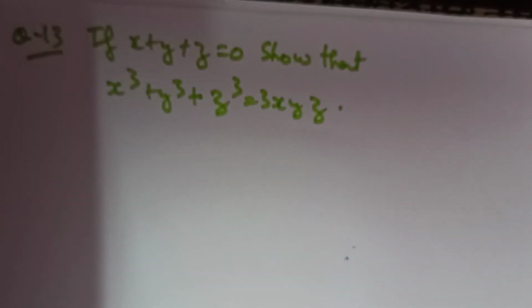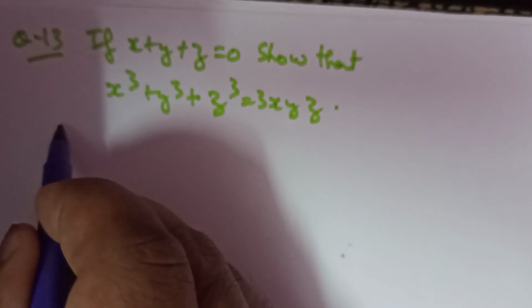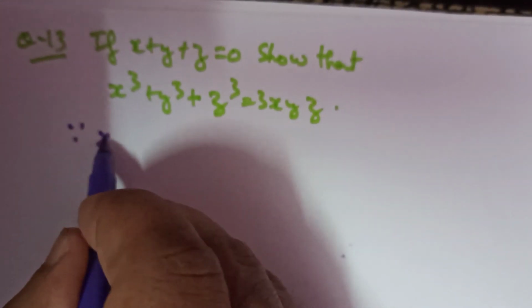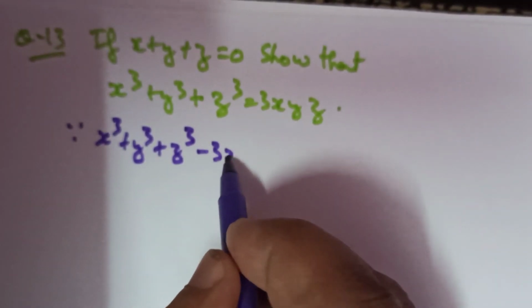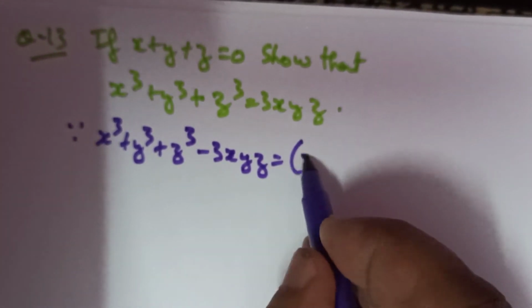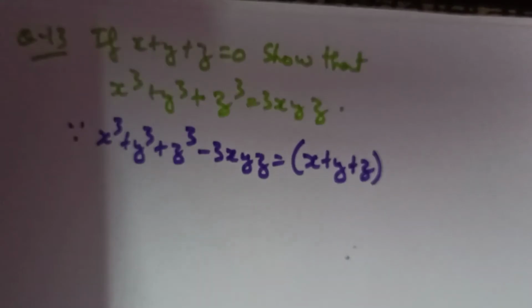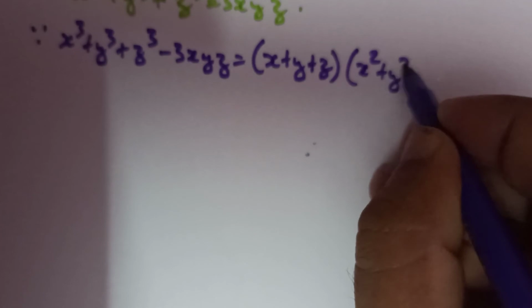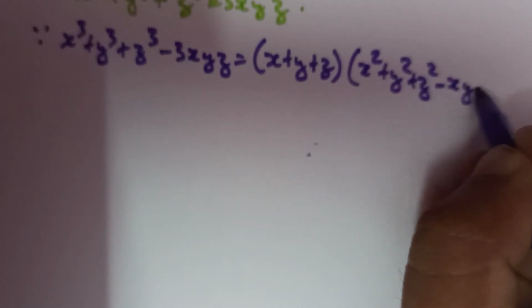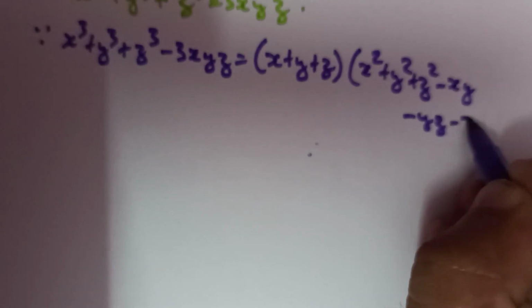Hope it is clear. Question number 13. If x plus y plus z is equal to 0, we have to show that x cube plus y cube plus z cube is equal to 3xyz. So we know by the identity that x cube plus y cube plus z cube minus 3xyz is equal to (x plus y plus z) into (x square plus y square plus z square minus xy minus yz minus xz).